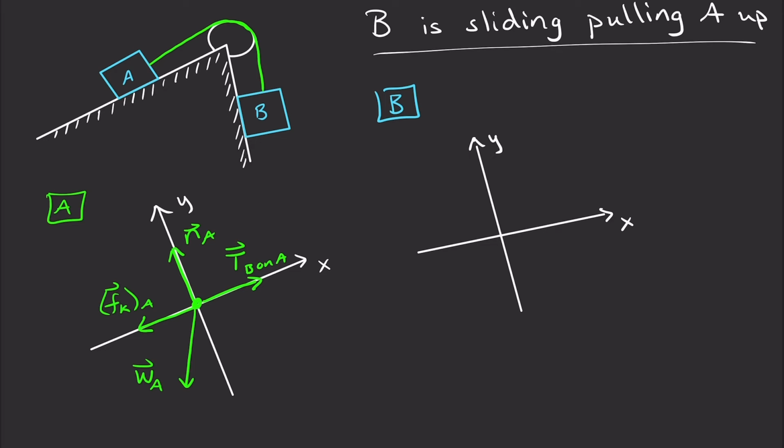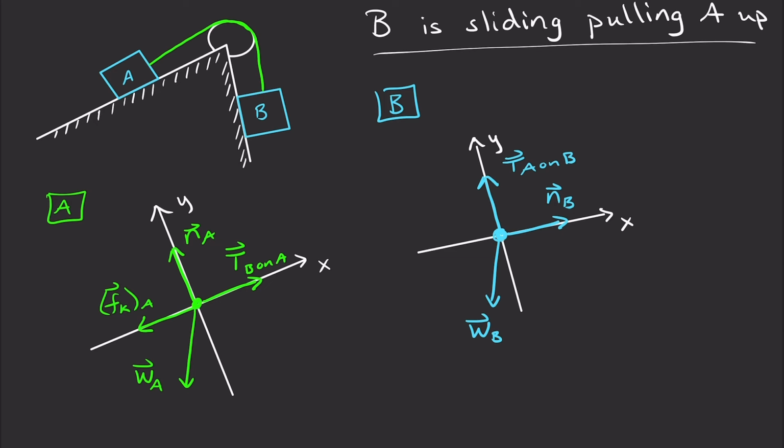Okay, now if I go to B, B also has a weight, let's call that W sub B. It has a normal force. Now this wall is keeping B from going through it, so it will be to the right along what I have as my x-axis. Then there is a tension that is up from object A. Okay, so then this again is our action-reaction pair.